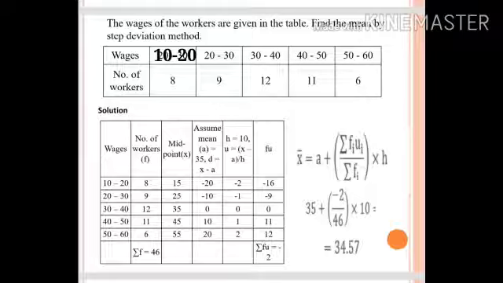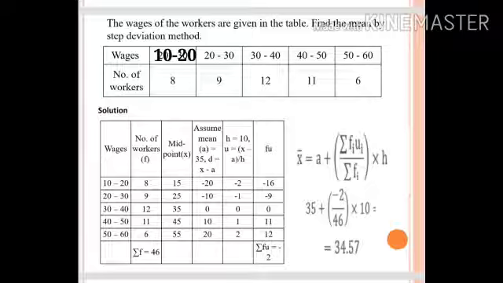Now, with the wages given, we are going to find the mid value first. So 10 to 20, the mid value is 15. 20 to 30, 25. 30 to 40, 35. 40 to 50, 45. And 50 to 60, 55. So for the assumed mean, we are going to take 35, where the frequency 12 is highest. I told you in the beginning, whenever you get the highest frequency, take that mid value as the assumed mean. So that will be 35 equals our a.